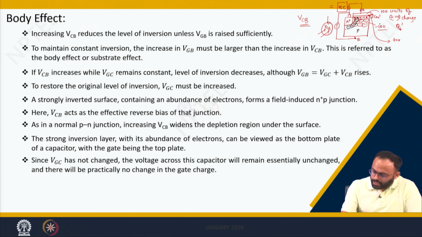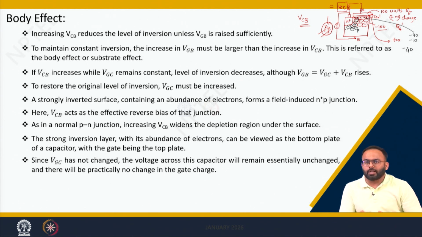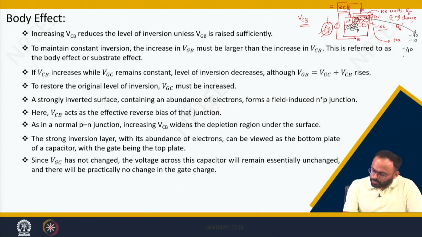Now earlier, let's say the inversion charge was minus 90 units and the depletion charge was minus 10 units. But now when you increase V_CB, you reverse bias it, and hence more depletion charge comes into the picture. Let us consider this depletion charge now becomes 40. So if the 40 minus charge is captured by the depletion region, the inversion charge needs to be reduced to minus 60, because here your gate to channel voltage V_GC is fixed.